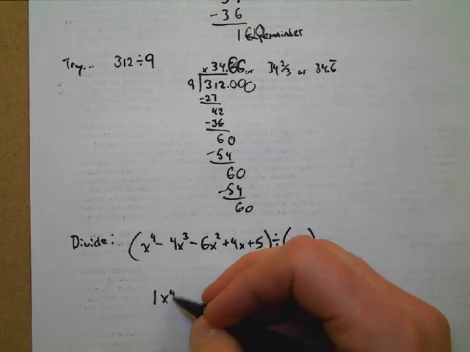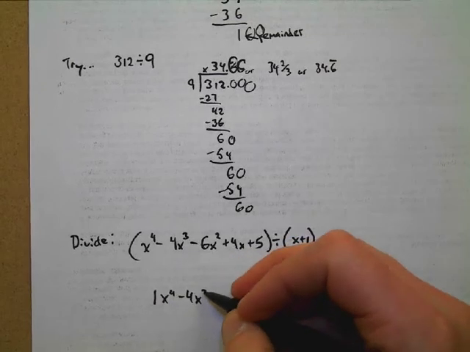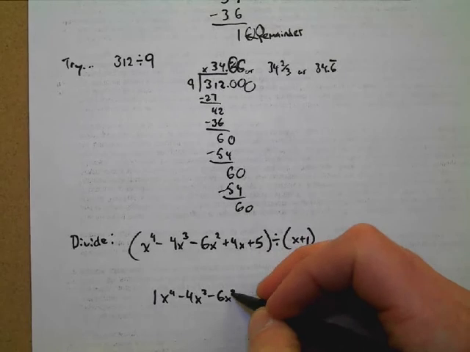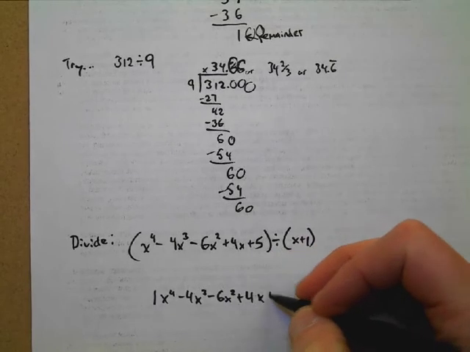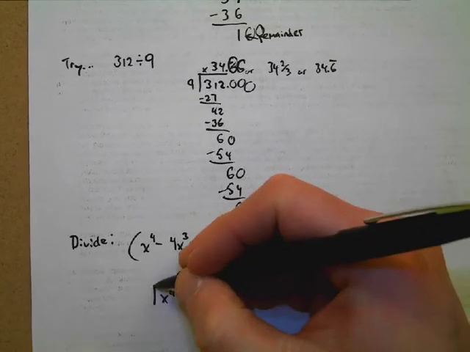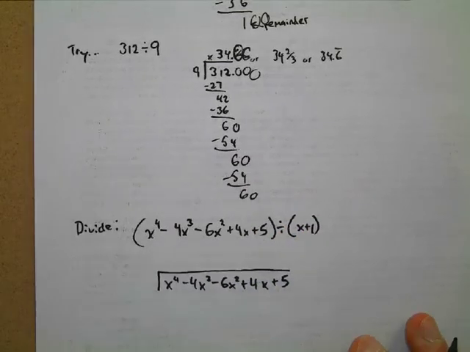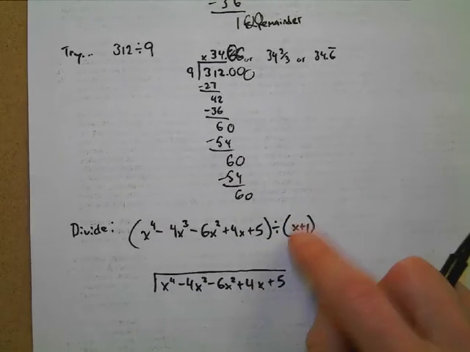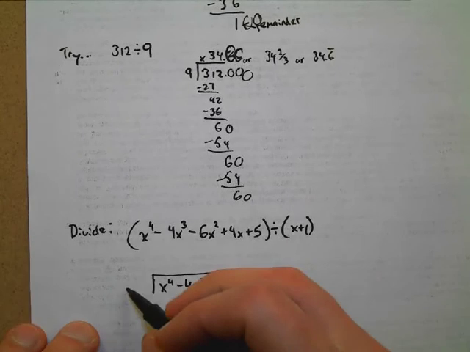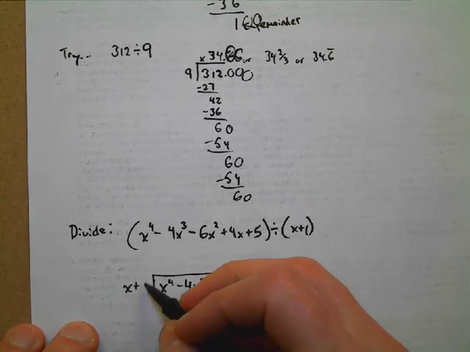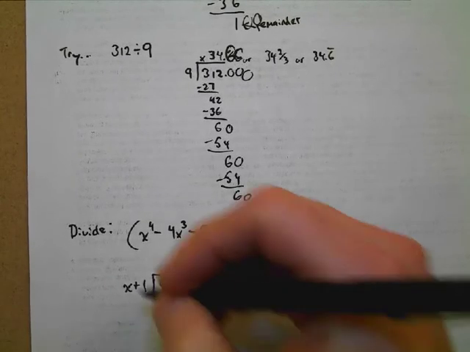Or not even a box, really. I don't even know what you want to call it. Half box. Okay, just like that. And the divisor, x plus 1, will go out front. Just like that.